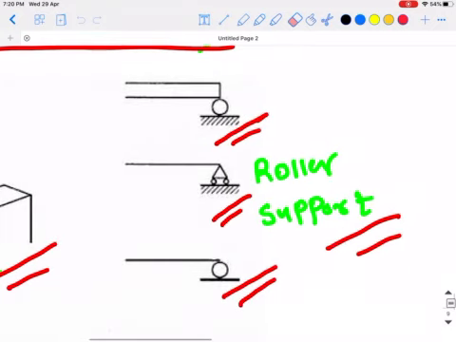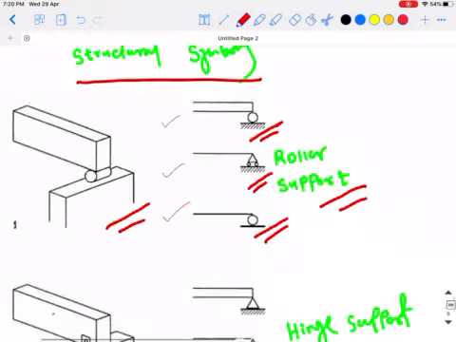In this image we can use any one symbol to represent roller support, either this one, or this one, or this one, to represent roller support.